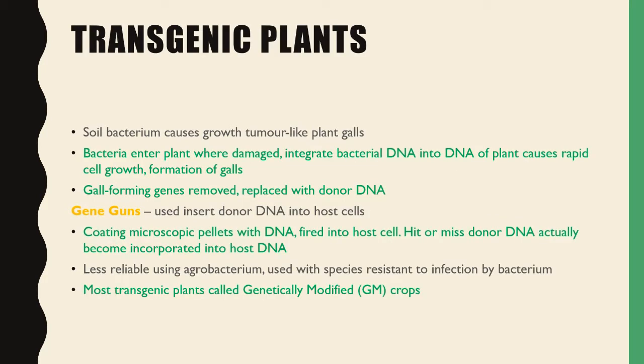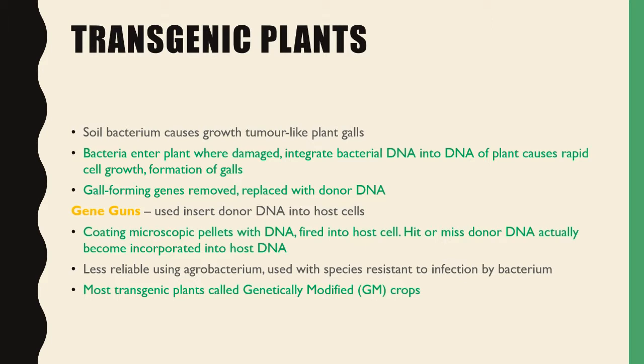A transgenic plant is an example. A soil bacterium will cause the growth of tumor-like plant galls. Bacteria can enter a plant where it is damaged, and this can integrate the bacterial DNA into the DNA of the actual plant, and this can cause rapid cell growth and the formation of these plant galls. The gall-forming genes are then removed and replaced with donor DNA.